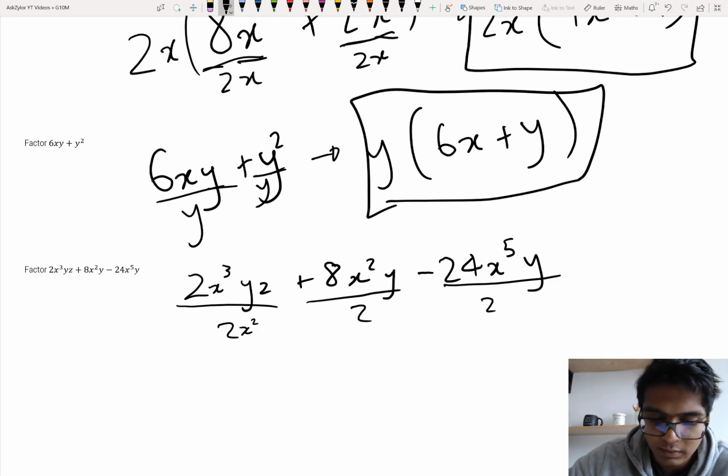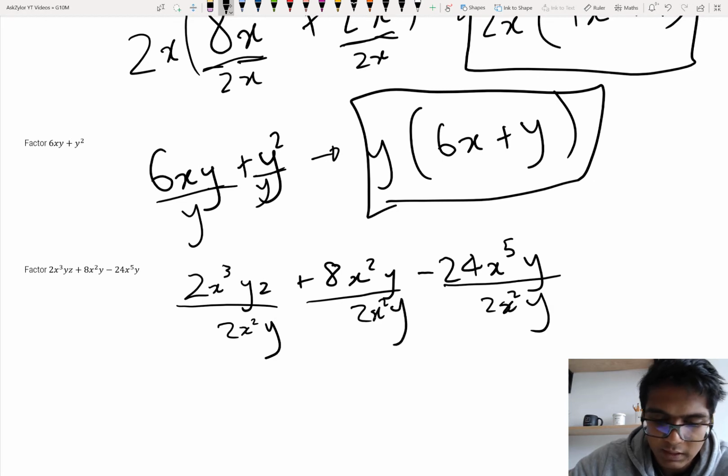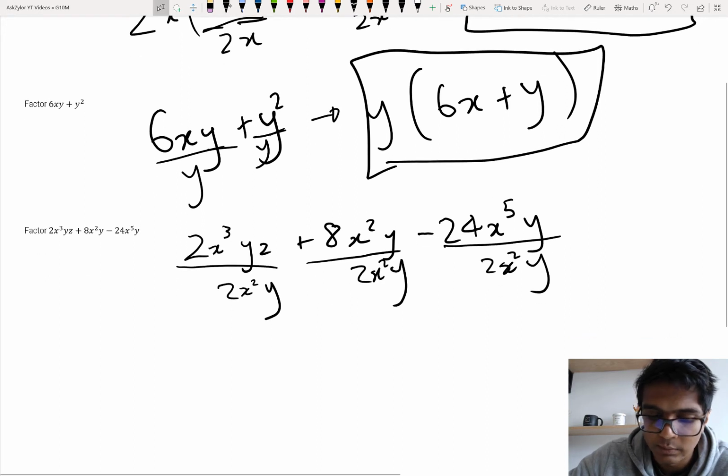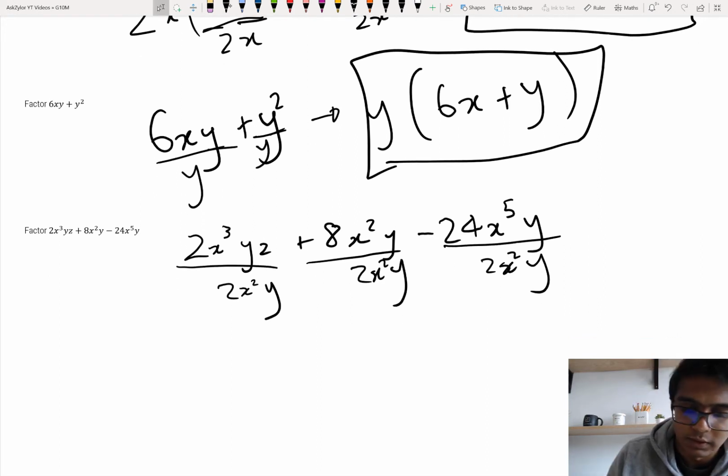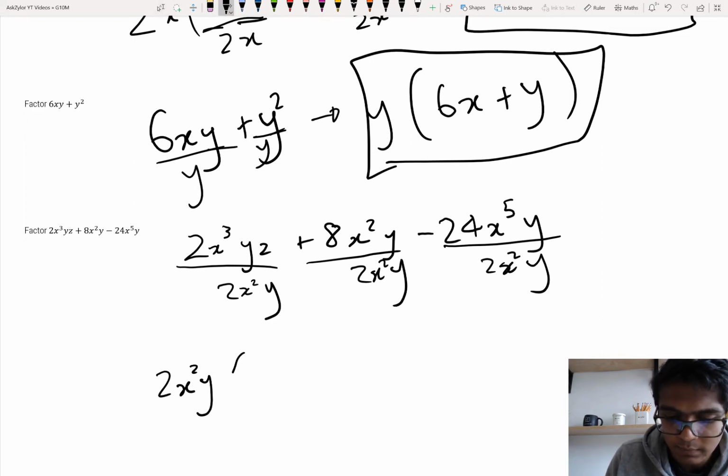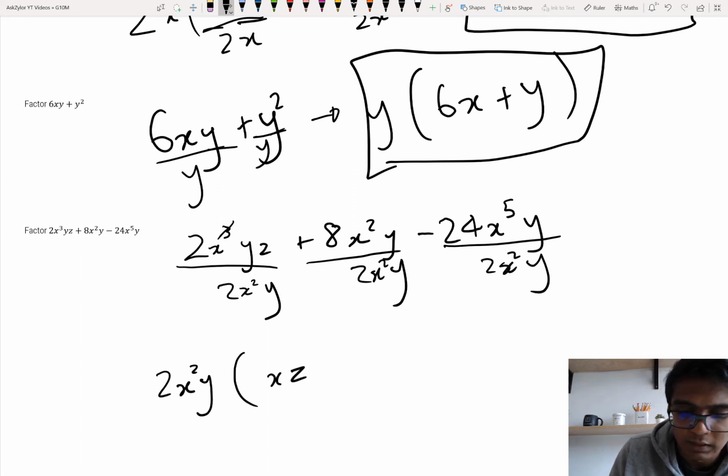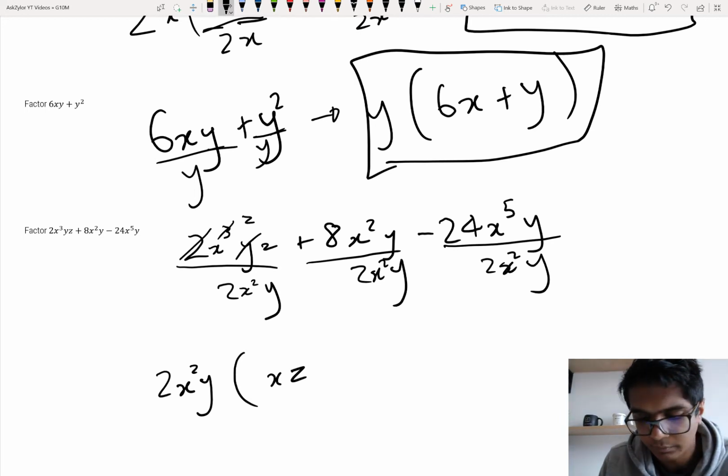And then is there a y in every single term? Yes, so I can take out a y from every single term as well. And then there's a z here. There's only a z in one of the terms, so I can't really factor it out. So let's go ahead and factor out these terms from my expression. I'm factoring out 2x² and y. So I'm left with x z, because I'm getting rid of the 2 over here, I'm getting rid of my y, and I'm getting rid of my 2.